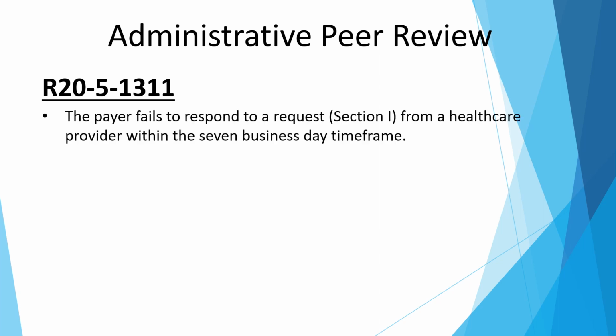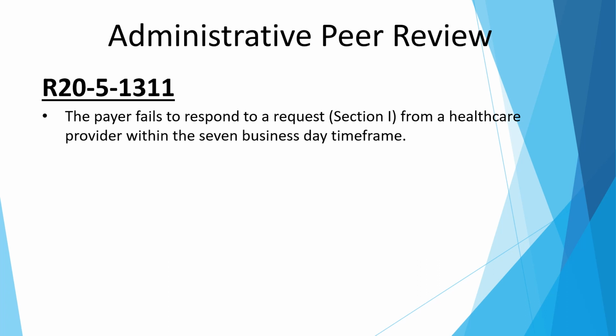The first one is if the payer fails to respond to a Section 1 request from a healthcare provider within 7 business days. That's why I emphasize these timelines so much. Make sure you're responsive to these forms. We have seen multiple Section 5 peer review requests simply based on the fact that the payer did not respond within 7 business days. We have sent these on to peer review.